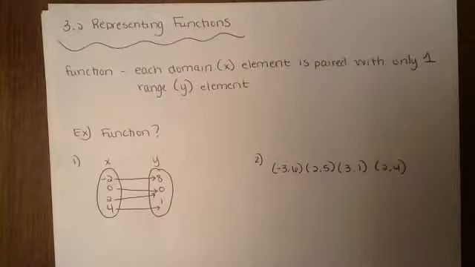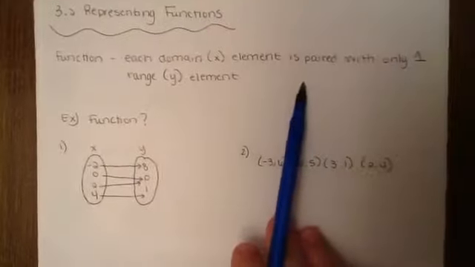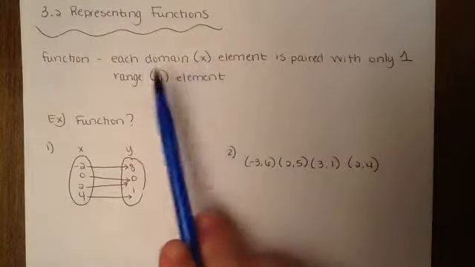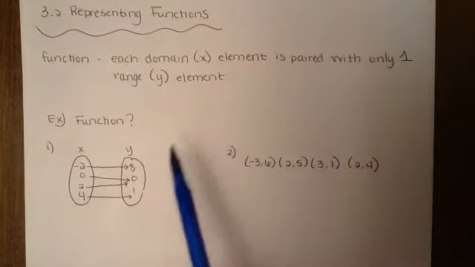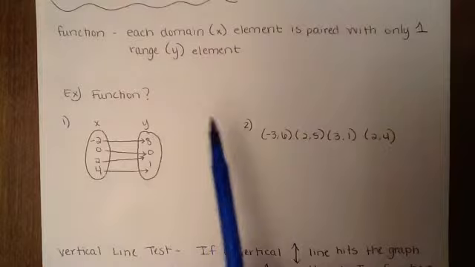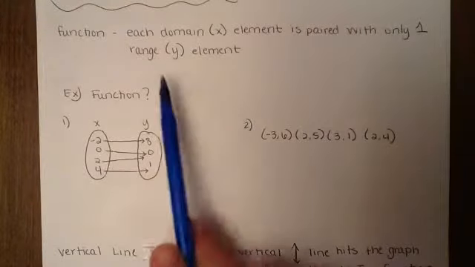Mathematicians. Today we're going to be looking at functions. A function is where each domain element is only paired with one range element. So every x has only one y. Right, so an x value cannot be repeating. You cannot have an x with multiple ranges, y's.